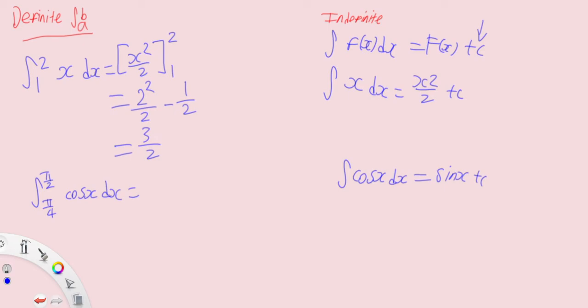Same thing here. Perform the basic integration. Cosine x becomes sine x. Then because you have the limits, you add the limits, preparing to substitute them inside to get a numerical value at the end. So you get sine pi over 2, which is basically 1, minus sine pi over 4, which is 1 over root 2. And at the end, you would get 2 minus root 2 over 2.